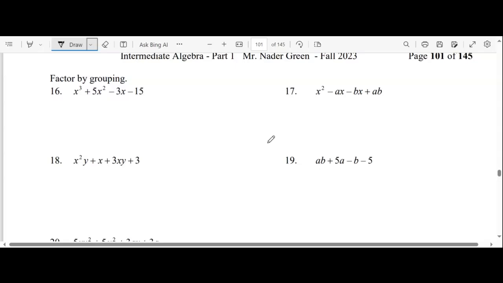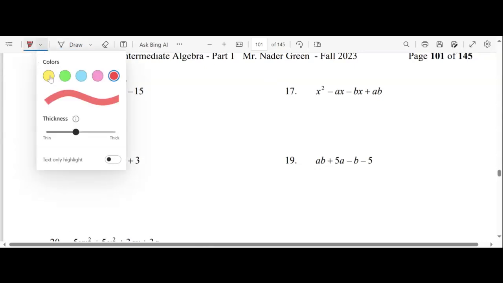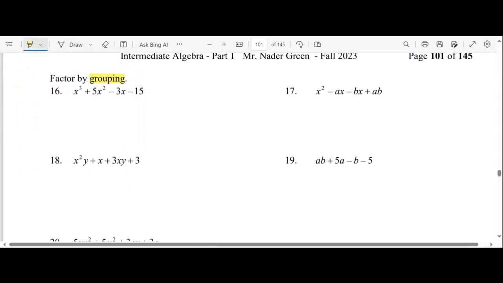So factor by grouping. When you hear the word grouping, it means you have to have an even number of terms. Most likely it's going to be 4 terms. So in this case, when you have 4 terms, 1, 2, 3, 4, then you take 2 terms and 2 terms. To make it easy, we take the first two.